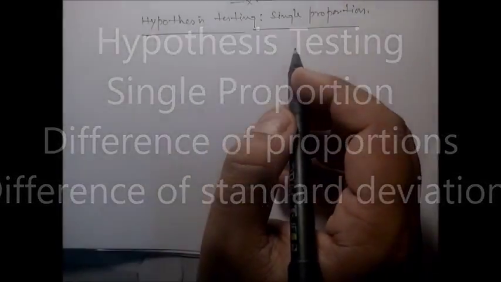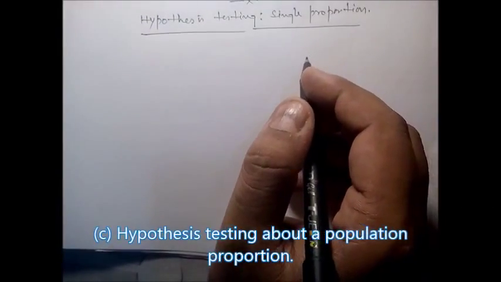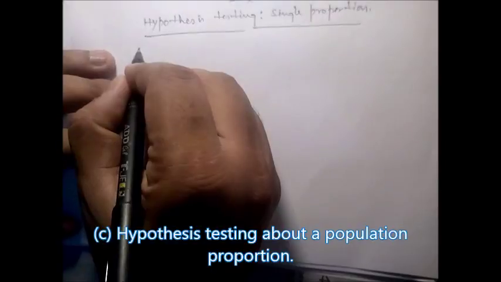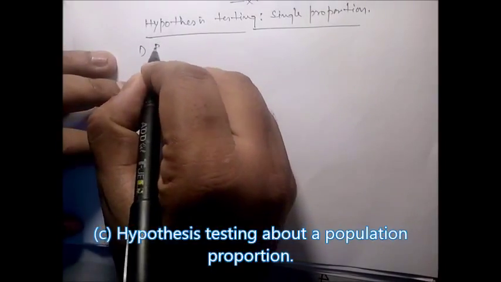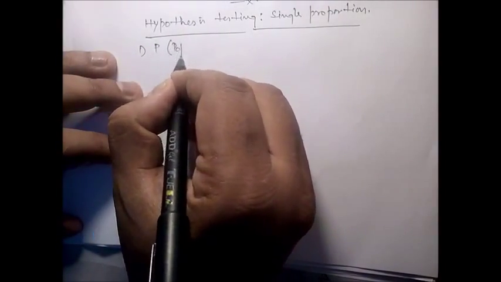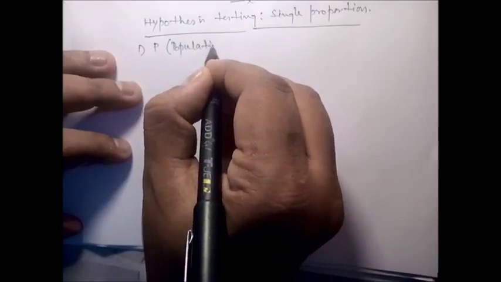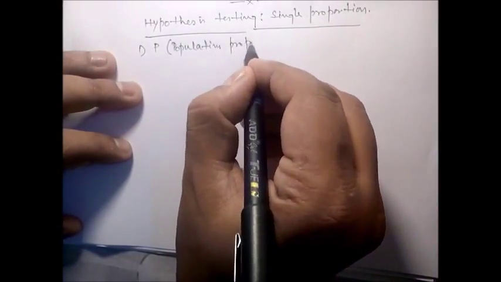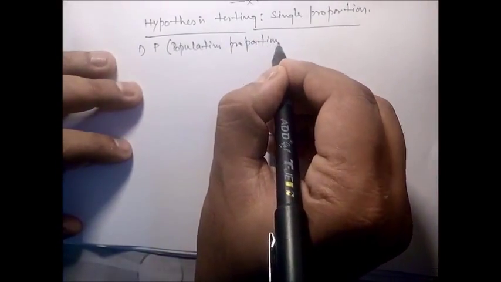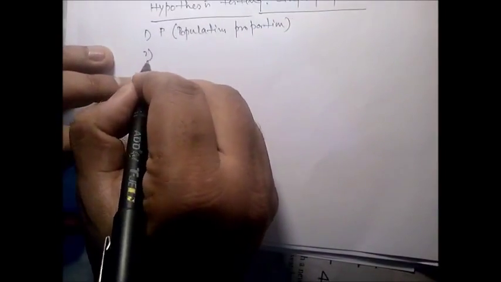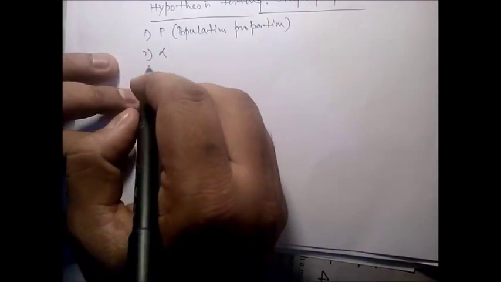Okay. Hypothesis testing about single proportion. Now, the parameter of interest is the population proportion. P is the population proportion. We have to assume the level of significance alpha.